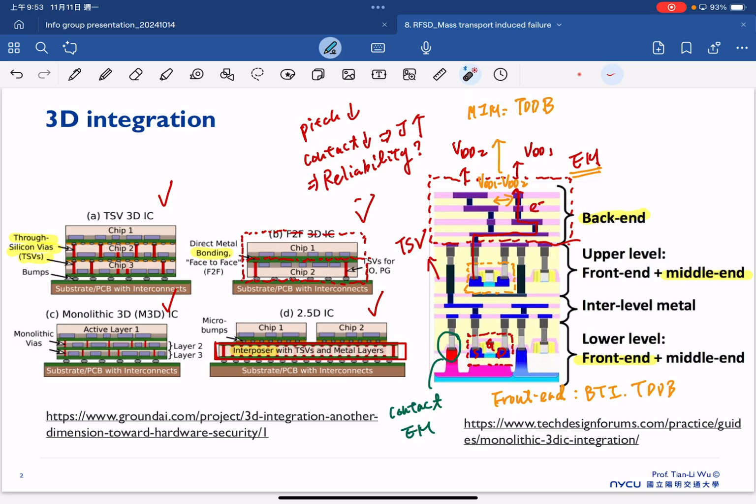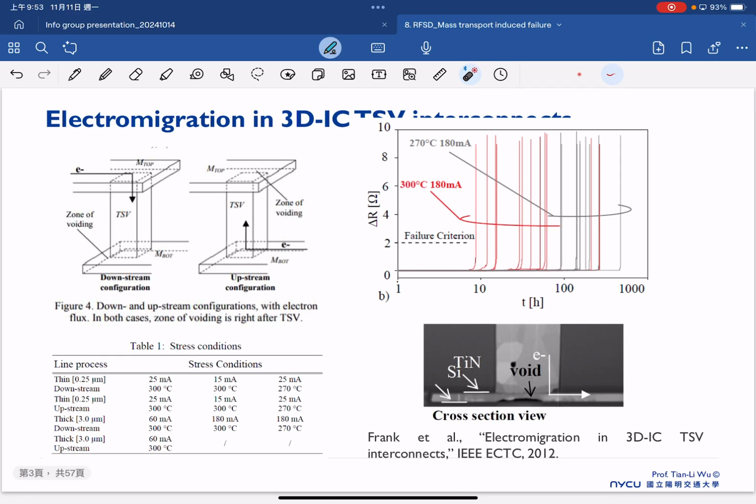Let's look at some examples. Although this paper was published in 2012, more than 10 years ago, nowadays we still suffer a lot of TSV interconnection reliability issues because our expectations for our transistors keep getting higher. We want higher current, we want higher performance, we are stacking more and more, and that always makes our reliability worse. So first of all, this is an example of electron migration in 3D IC TSV interconnects.